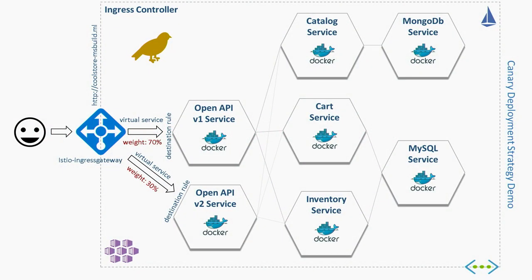In canary deployment, we can split the traffic. Let's say we have version 1, and the new version, version 2. For version 2, we only want 30% of the traffic routed to it. But version 1 is quite stable, so we can put a weight of 70% on it. We'll do it now, and we will see it.